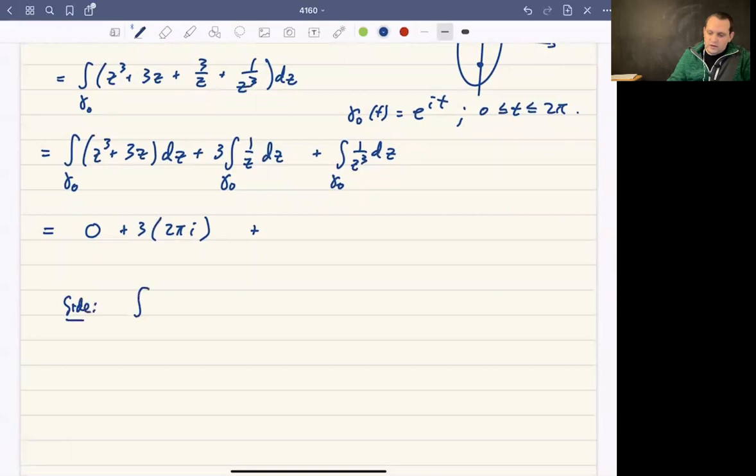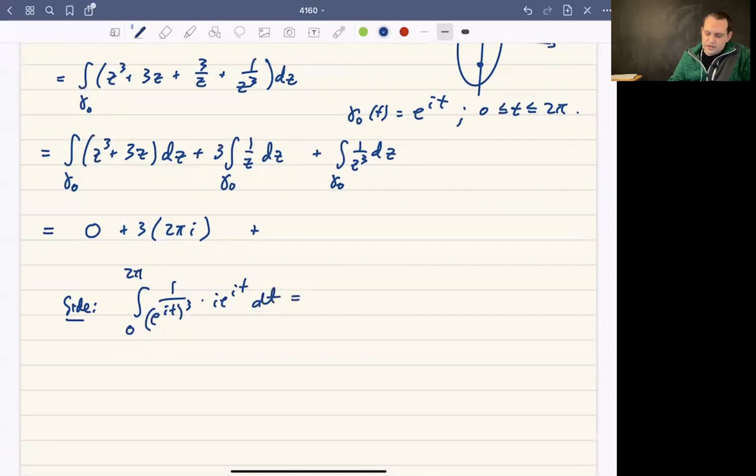The integral over gamma naught of 1 over z cubed is going to be 1 over e to the it cubed, because we take gamma and plug it into our function. So we get e to the it cubed, times the derivative of gamma, which is i e to the it. And we're going to integrate from 0 to 2 pi.